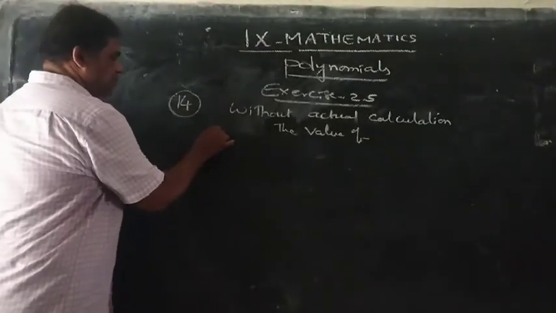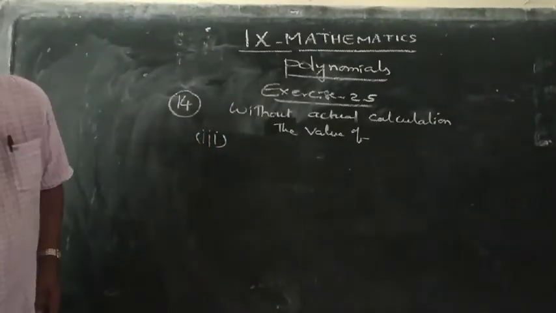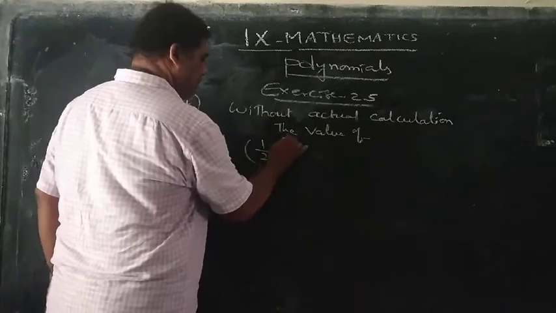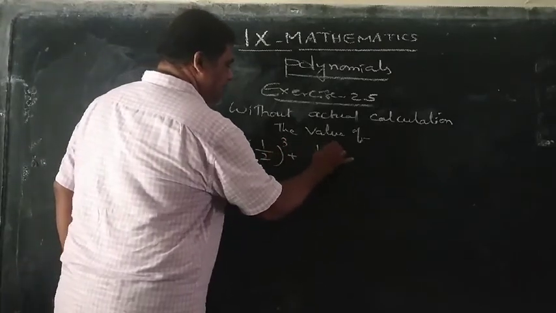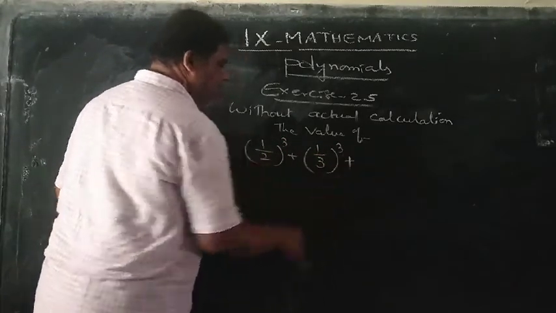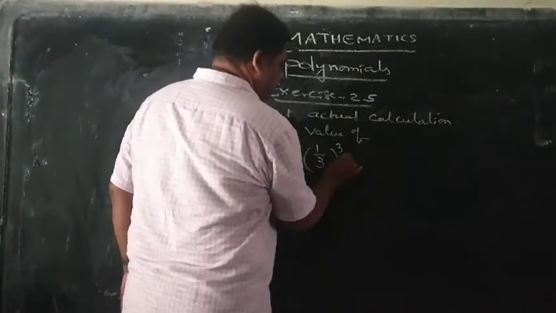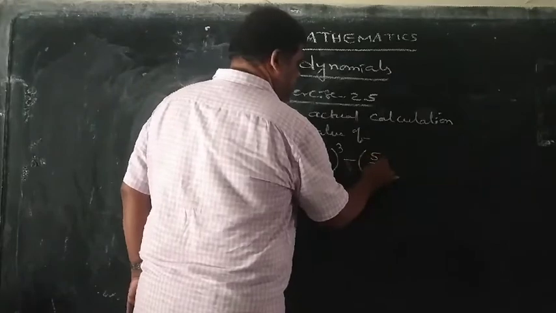Right, third one, 1 by 2 whole cube plus 1 by 3 whole cube plus minus 5 by 6 whole cube.